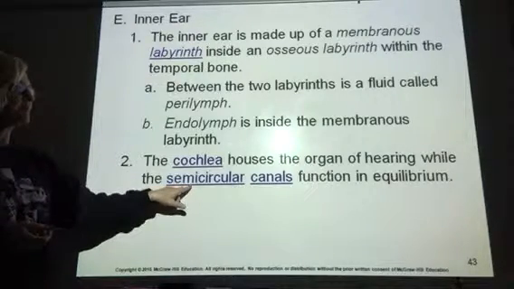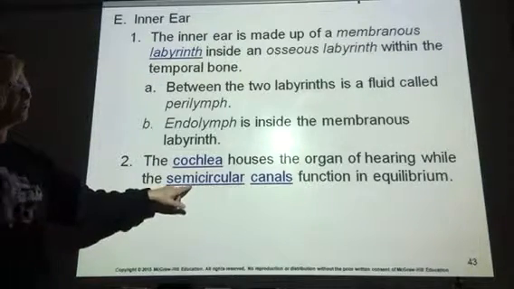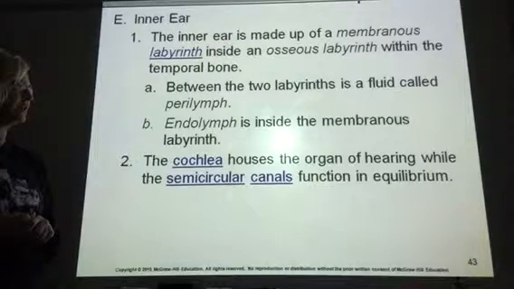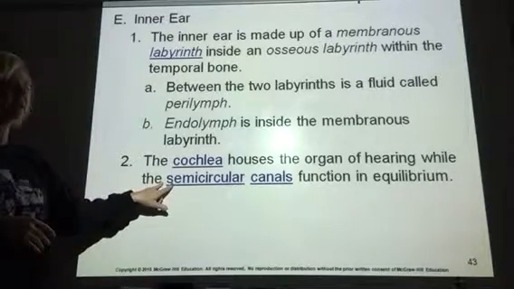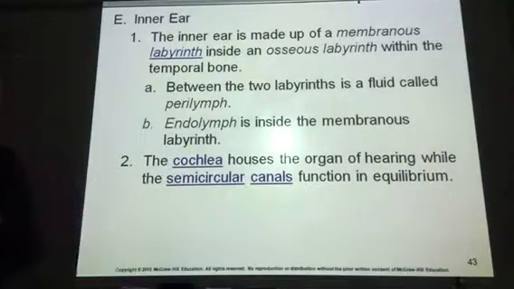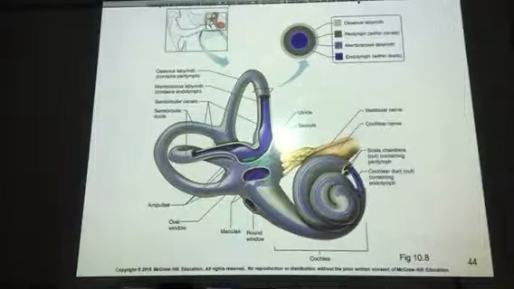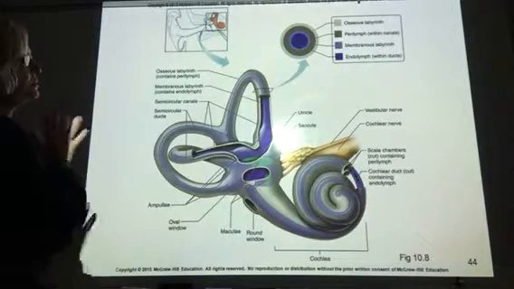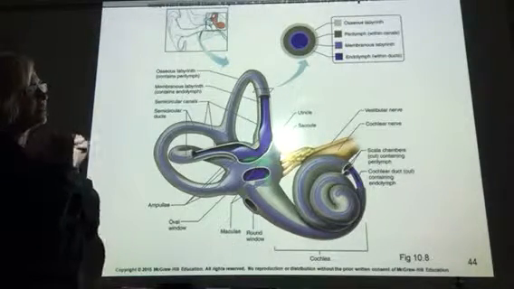And then these semicircular canals that are also inside of the cochlea, or beside the cochlea, function in equilibrium and balance, which is also why if you have a sinus infection, that can get up by your ears and cause balance issues, and that would deal with your semicircular canal. So we'll talk about the labyrinth first.